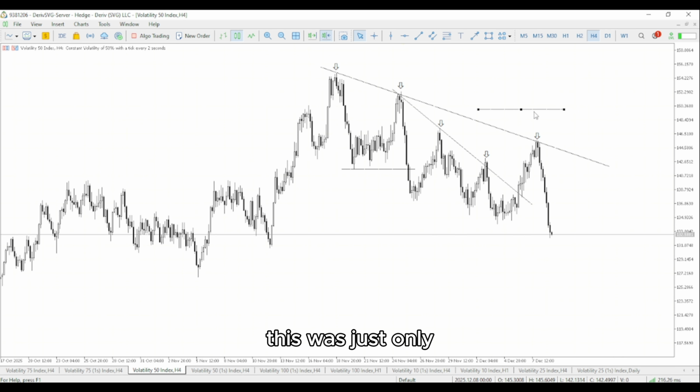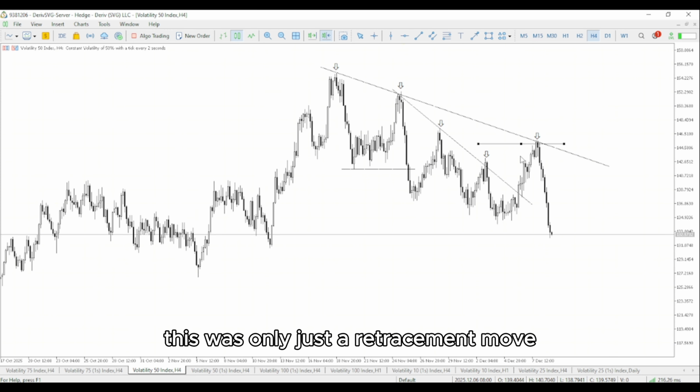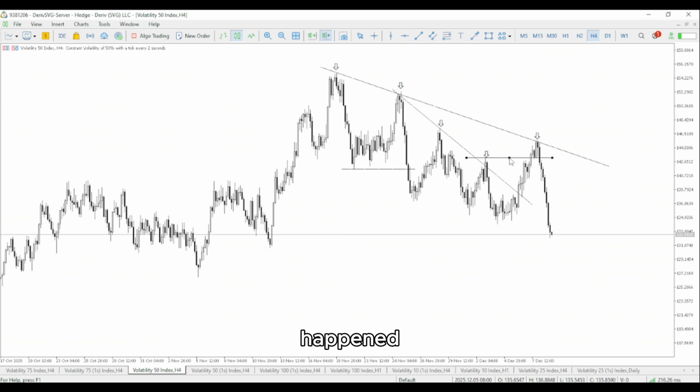Now this was only a retracement move. Now, something happened here. If you watch clearly, the market broke out of this high, changing this structure. This is a change of structure in the H4 time frame, but this does not change the main structure, that is the general structure of the daily time frame.